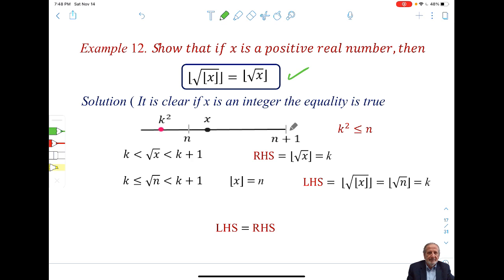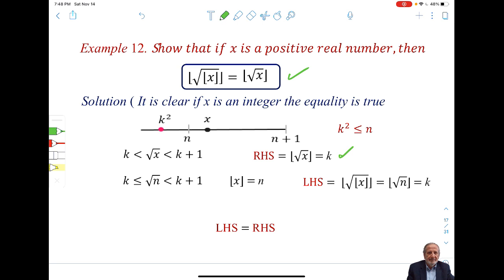Now I'm going to consider k squared, less or equal than n, the largest perfect square less or equal than n. Okay? Now in this case, the square root of x will be between k and k plus 1. Also, the square root of n will be between k and k plus 1. Now, all you have to do is find the left-hand side and the right-hand side. Look at the right-hand side. The right-hand side here is the floor function of the square root of x. Okay, the square root of x, floor function is k. So that's, we did that.